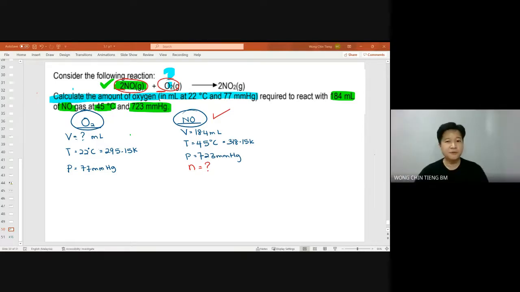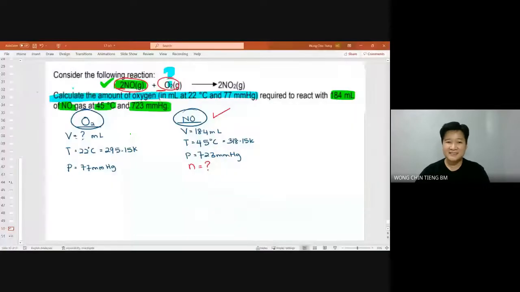Tengok jawapan kawan kamu. Let's see. Haris dah? Hang kira tak? Cepat. Senang je weh. Senang je.